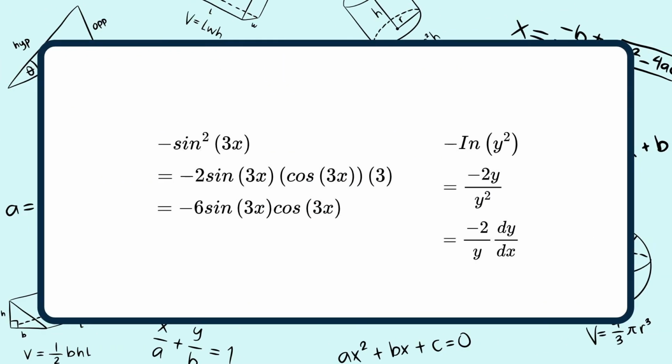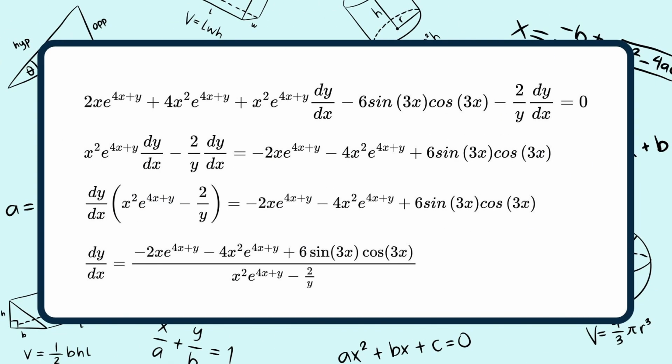Next, we differentiate negative sin squared 3x. Then we will get negative 2 sin 3x times cos 3x times 3. And then we expand the equation and we will get negative 6 sin 3x cos 3x. Lastly, we differentiate negative ln y squared and we get negative 2y over y squared, and then we need to separate the y to dy/dx. By that, we will get negative 2 over y dy/dx. Lastly, we combine all equations and make it equal to 0.